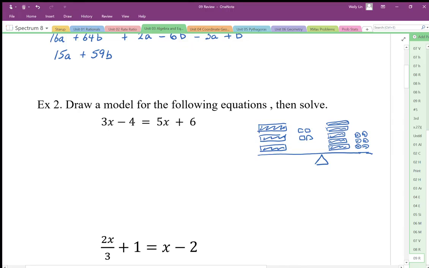So solving this, I'm going to move my x's to the right hand side. So I'm going to take away 3 x's here. I'm going to take away 3 x's here. I'm going to take away the 6 ones from the right hand side, and take away 6 ones from the left hand side. Again, you have to show me opposites and balance. So I end up with negative 10 is equal to 2x. Show me the opposite. Divide by 2, divide by 2. I end up with negative 5 is balancing 1x.